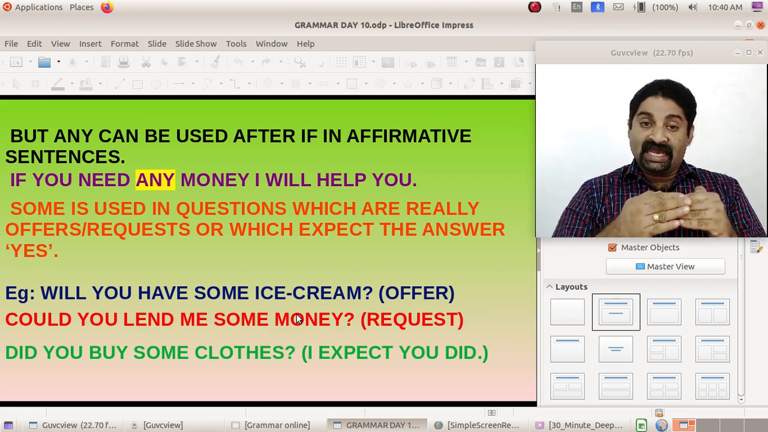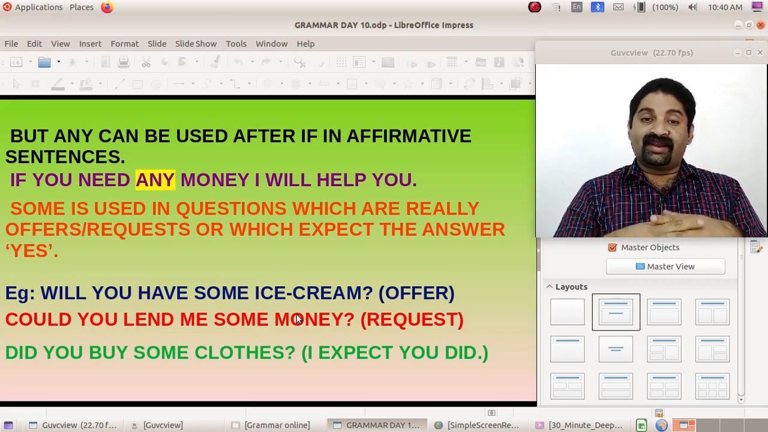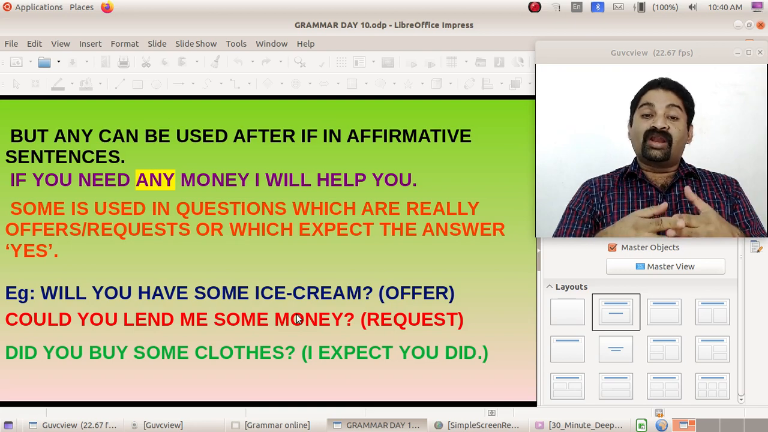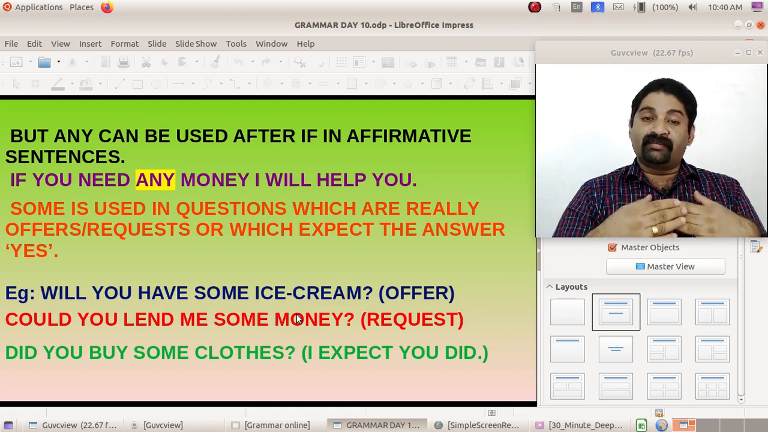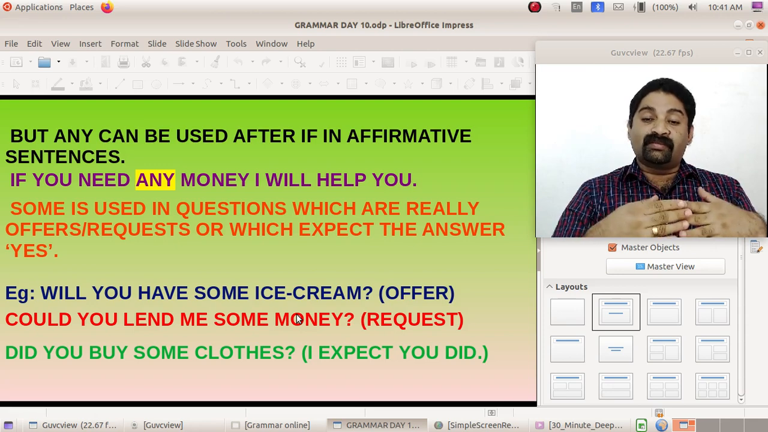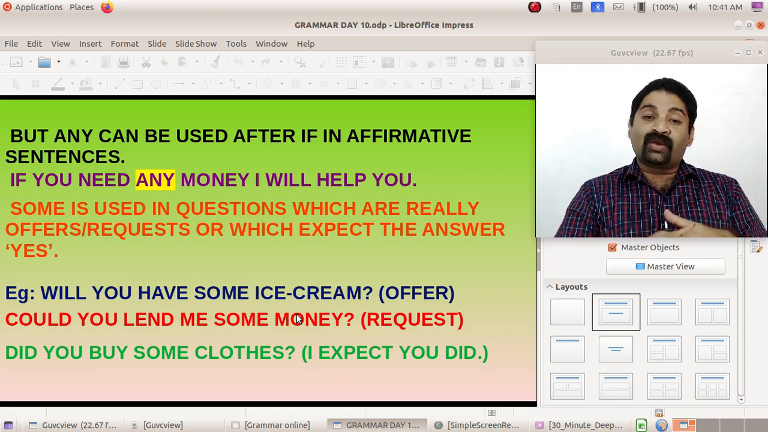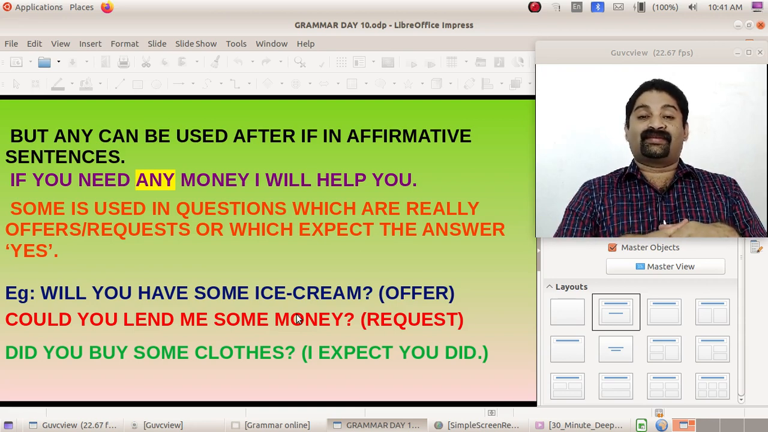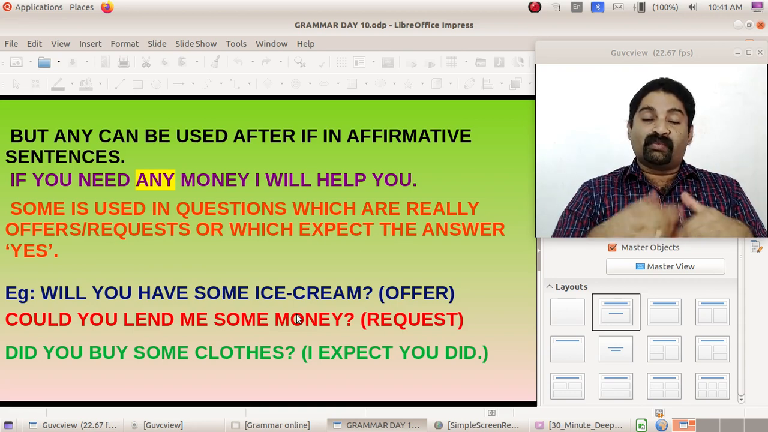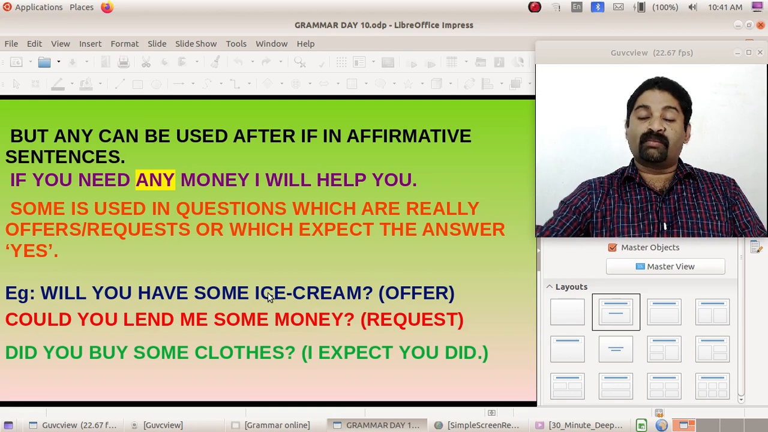So, any we primarily use with negative or interrogative sentences, but it can be used with affirmative sentences when we use it with if. Some we usually use with affirmative sentences, but it can be used with interrogative sentences if it is making a real request or an offer, or with a question where you expect the answer yes. Keep in mind, these can be small mistakes when you make sentences. So if this is in your mind, you won't go wrong.